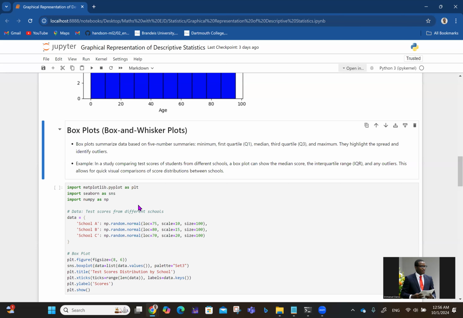Then box plots highlight the spread and identify outliers. So you can see outliers when they are available in a box plot. For instance, if you're in a study comparing test scores of students from different schools, a box plot can show the median score, the interquartile range, and any outliers. This allows for quick visual comparison of score distributions between schools.